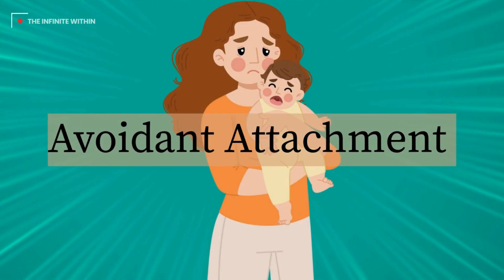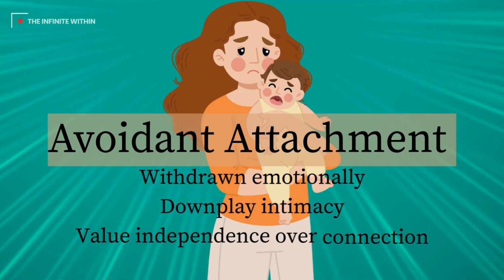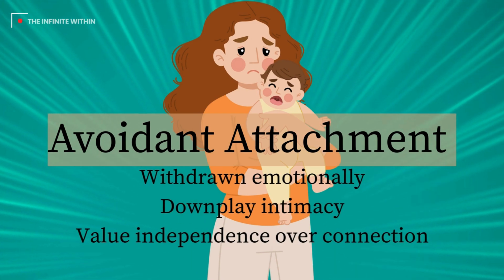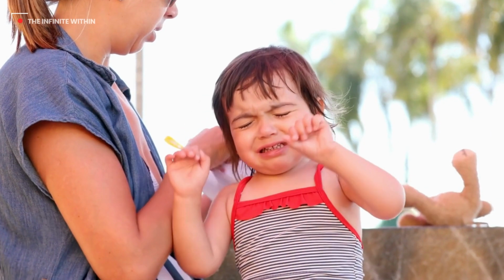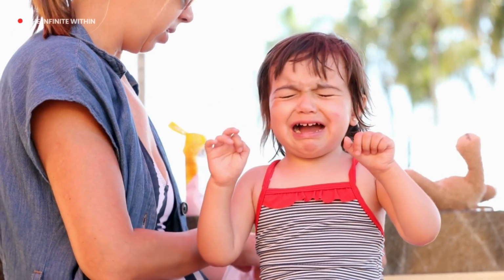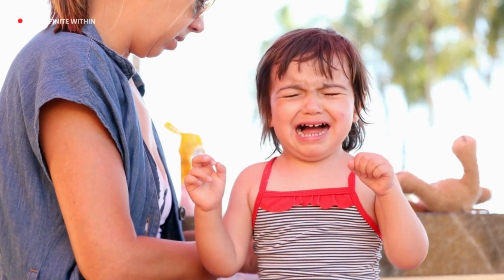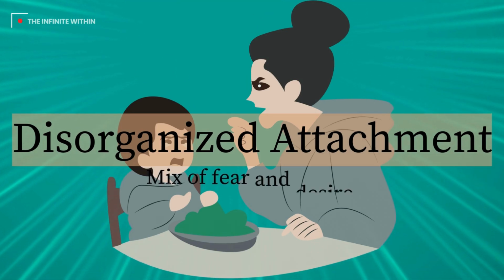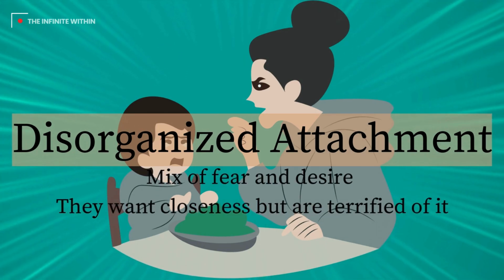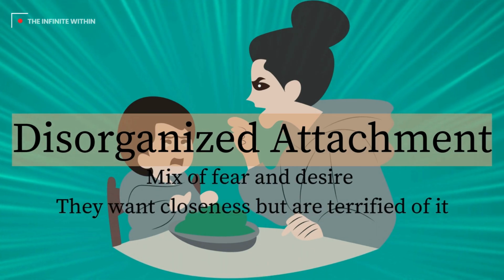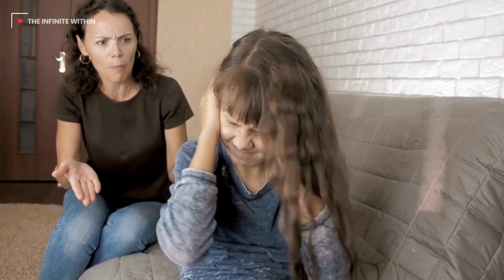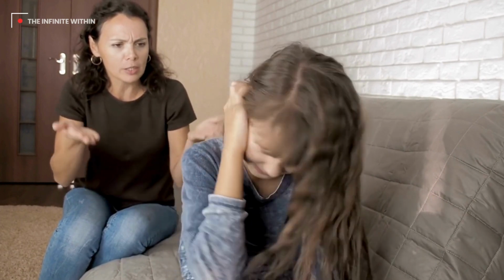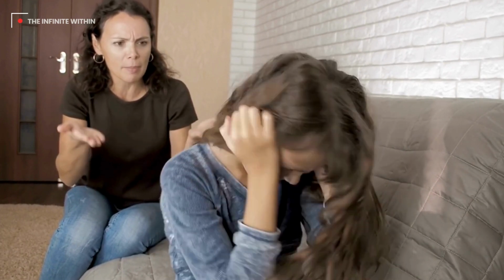Avoidant attachment: tend to withdraw emotionally, downplay intimacy, and value independence over connection. Usually formed when caregivers were emotionally distant or dismissive. Disorganized attachment: a mix of fear and desire. They want closeness but are terrified of it. This often results from trauma, neglect, or abuse in early life, creating confusion about what love means.